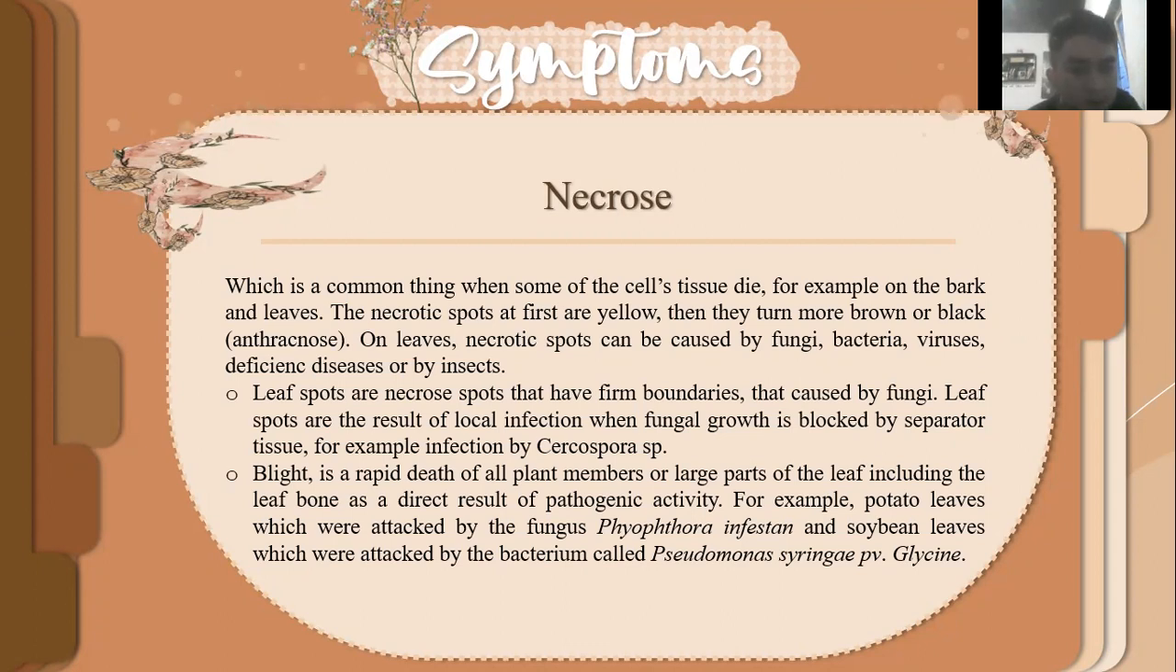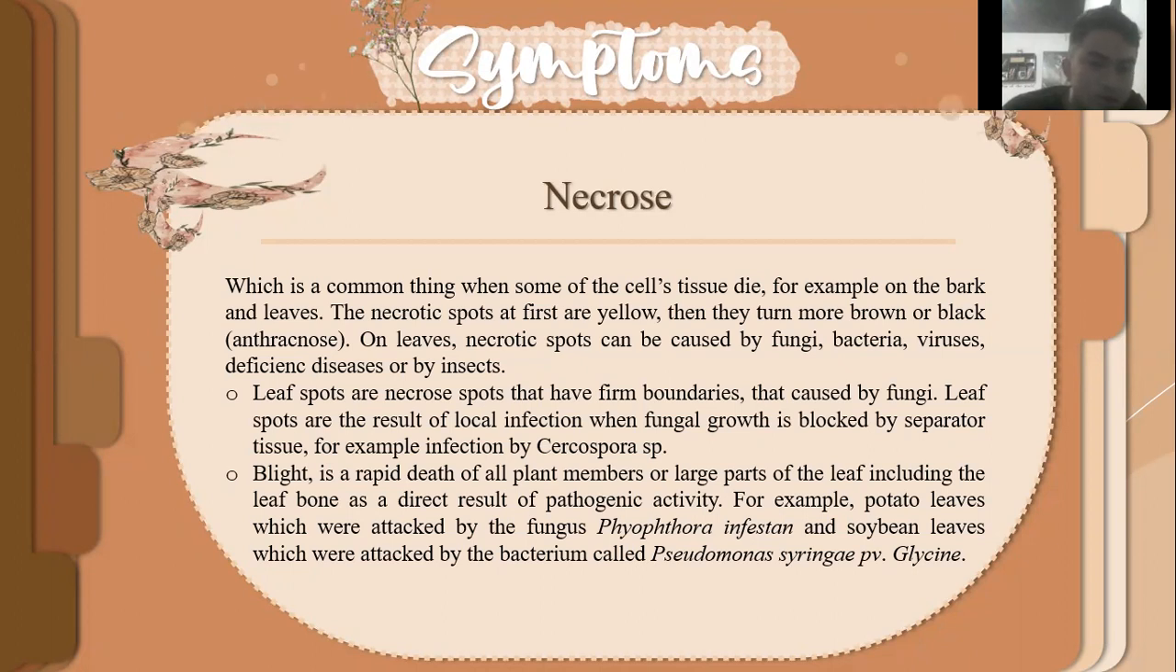Leaf spots are the necrotic spots that have firm boundaries, caused by fungi. Leaf spots are the result of local infection, then fungal growth is blocked by separator tissues. For example, infection by Cercospora species.